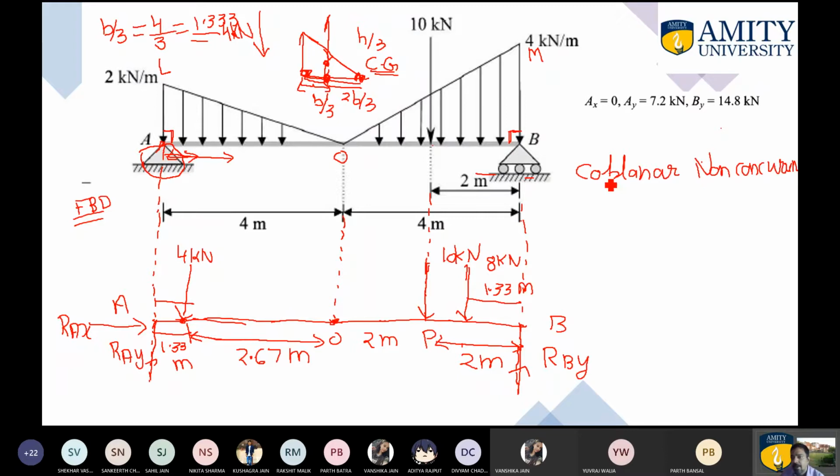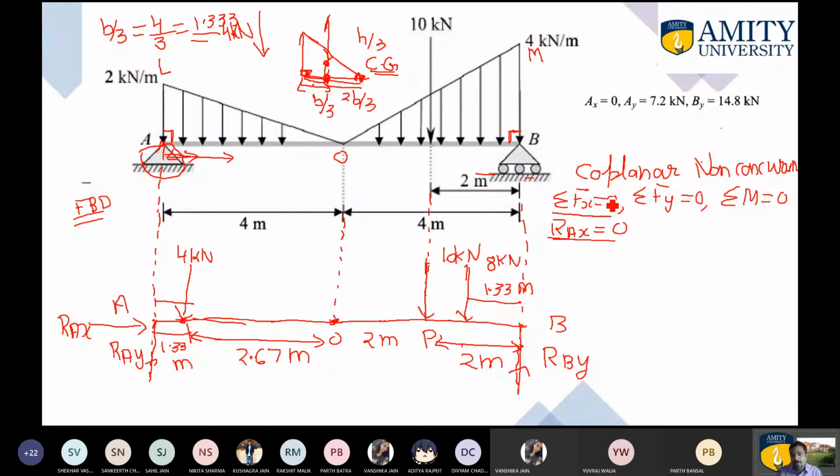The equilibrium of a coplanar and non-concurrent force system is analyzed by applying three equations. One is summation of Fx as 0, another is summation of Fy as 0, and the third equation is summation of moment as 0. So you are required to apply all these three equations. First apply this particular equation. You can easily visualize that on the left hand side you add all the forces in the x direction. The only force acting in the x direction is Rax, no other force is there. So on the left hand side Rax will come into the picture, and the right hand side is 0. So the value of Rax will come out to be 0.